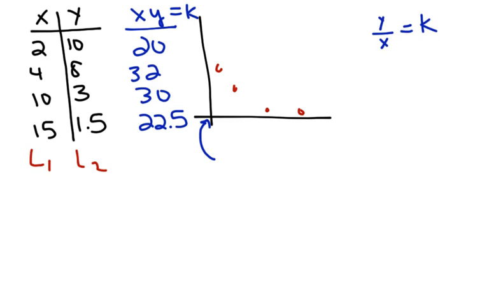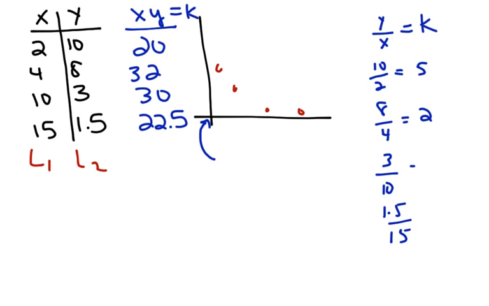However, I could show you that you would have 10 over 2, which is 5, and then you'd have 8 over 4, which is 2, right away. 3 over 10 is 3 tenths. 1.5 over 15, they're not equal. So in this case, it turns out that they are neither.